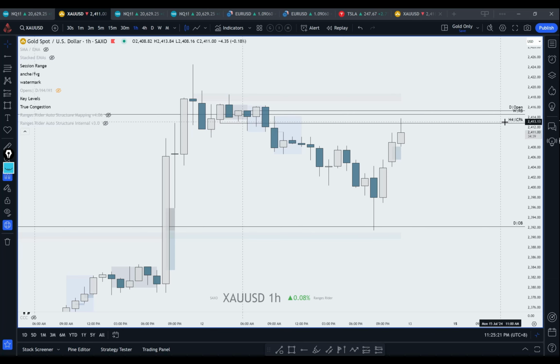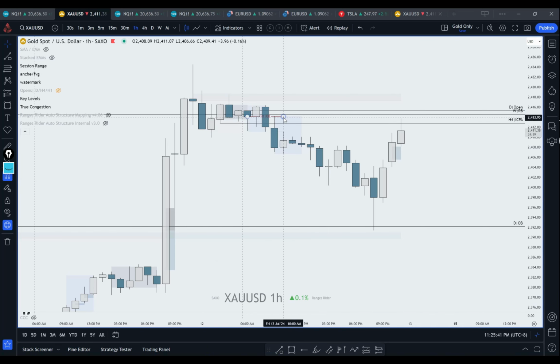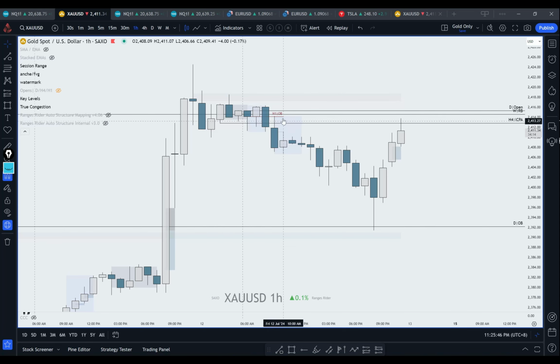And not only from the H4 imbalance close price action, but also you have buy to sell. So this is your order block, this one. So you will say H1 order block. So this is your area of interest. This is where you need to find your short entry into this zone.